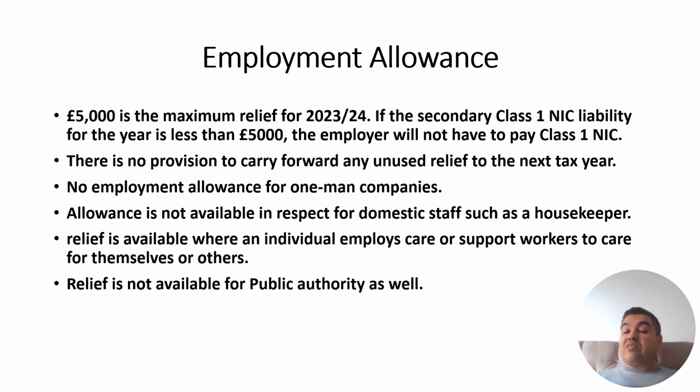We start at 5,000. But this keeps changing. 2-3 years ago, it was 3,000. There was 4,000. Now 5,000. Let's hope that they would increase it. Okay. No employment allowance for one-man company.